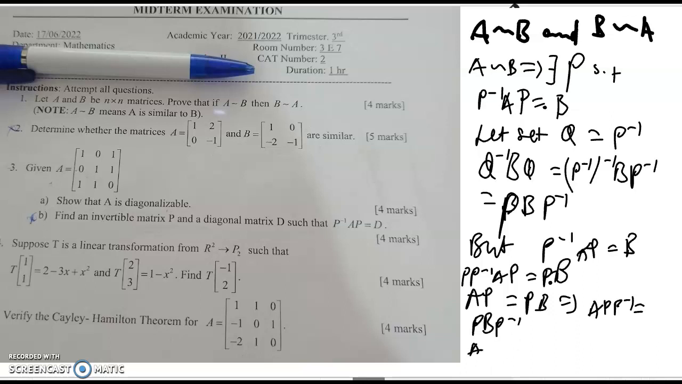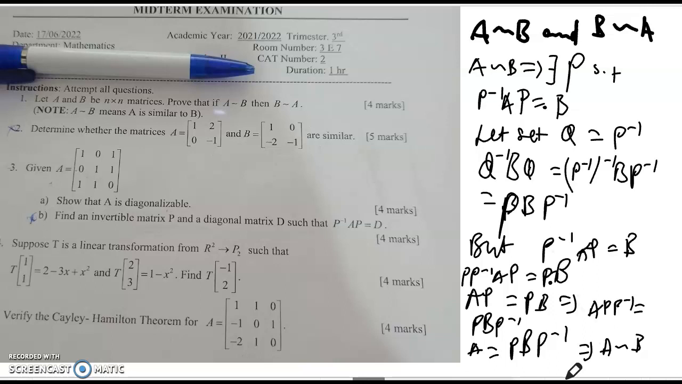So A is equal to P B P inverse, which means that A is similar to B. And this is exactly what we were supposed to show, that A is similar to B, because if A is similar to B, you simply need to show that such a P exists. We are still going to prove conversely that B is similar to A.